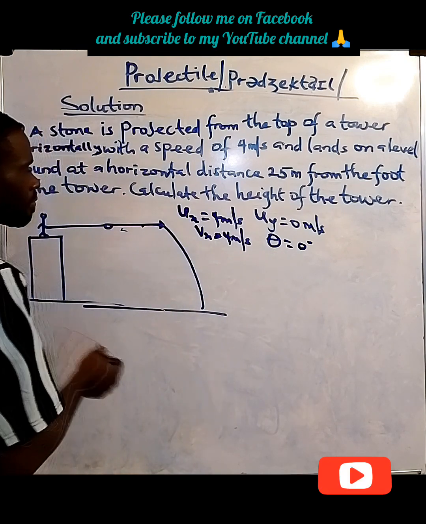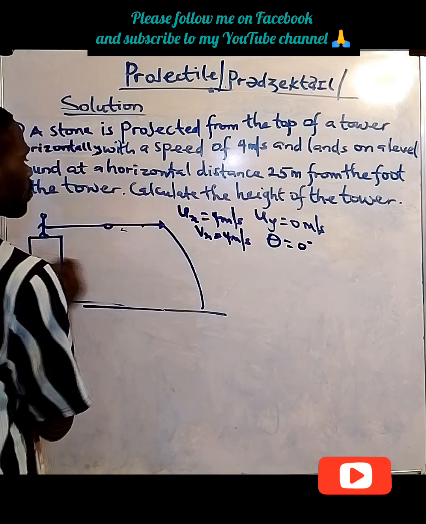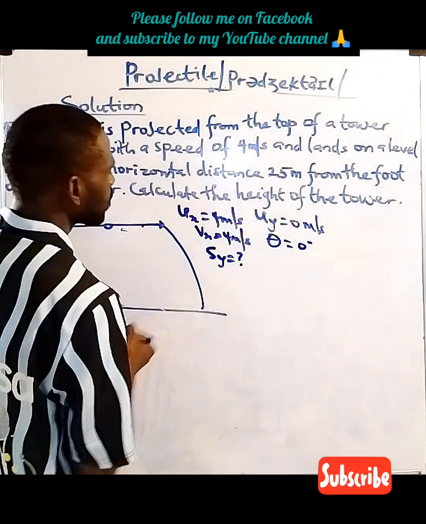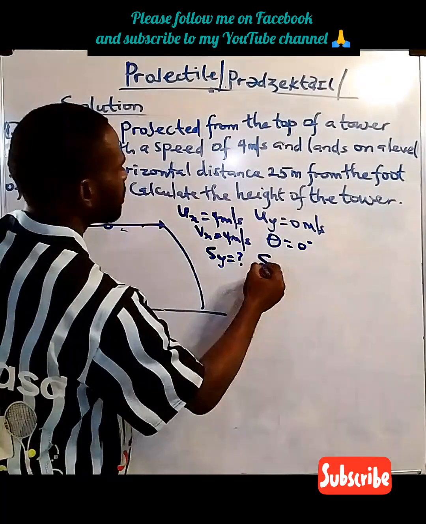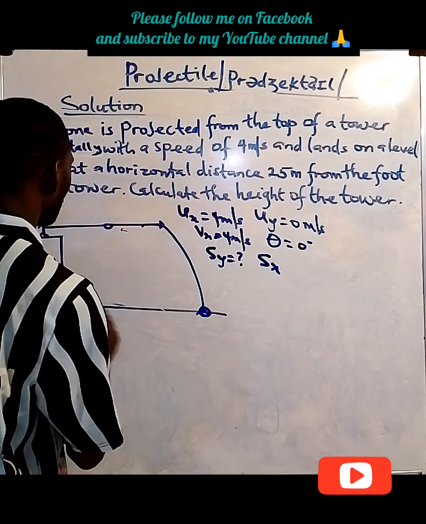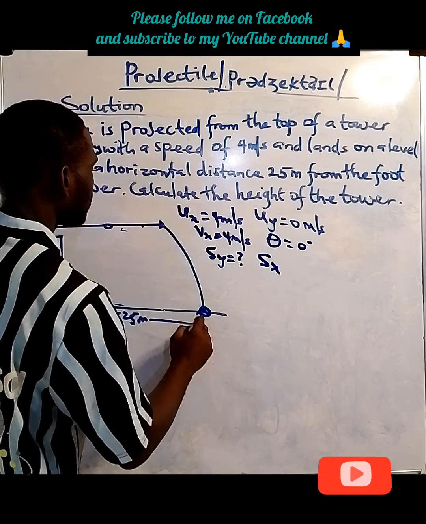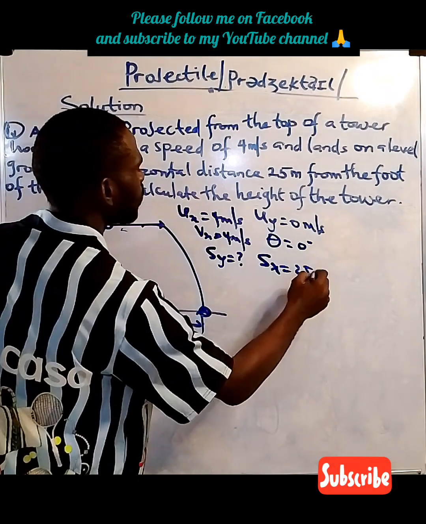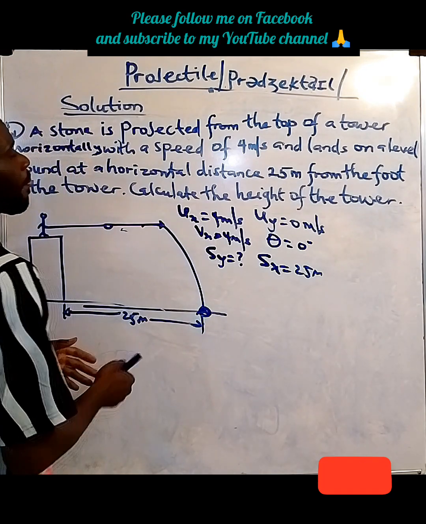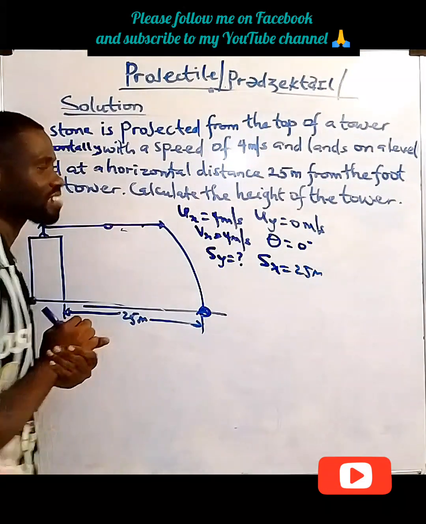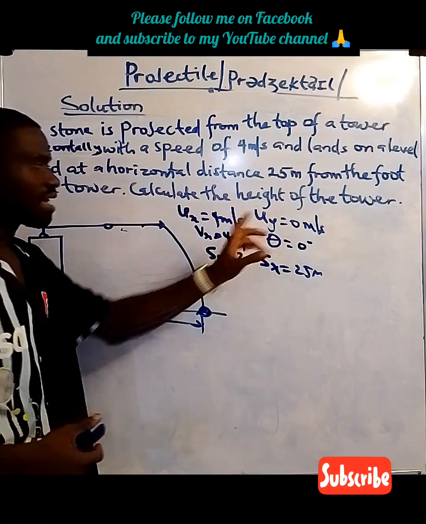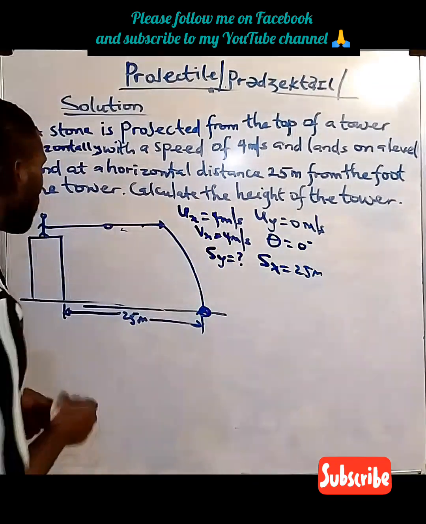So let's use our formula. The height of the tower is what we are looking for. We are looking for distance along the y-axis. Distance along the x-axis is given already: the body hits this place, which is 25 meters away. We're looking for this. The angle of projection is 0, and the initial speed is just along the x-axis, 4 meters per second. We don't have any initial speed along the y-axis.